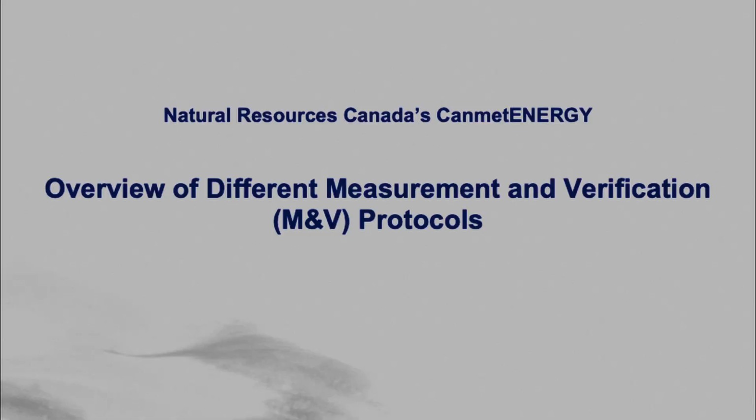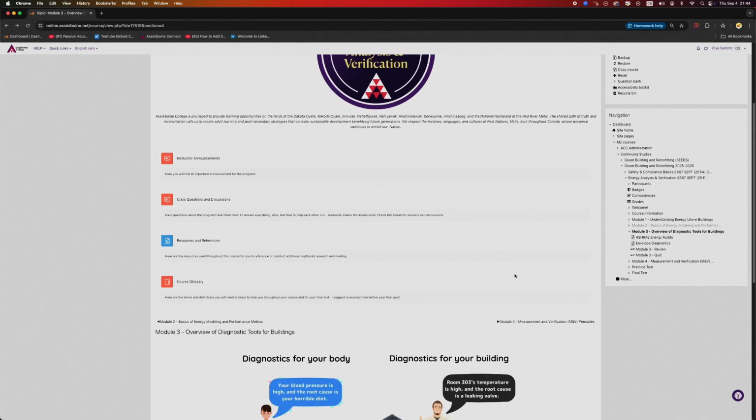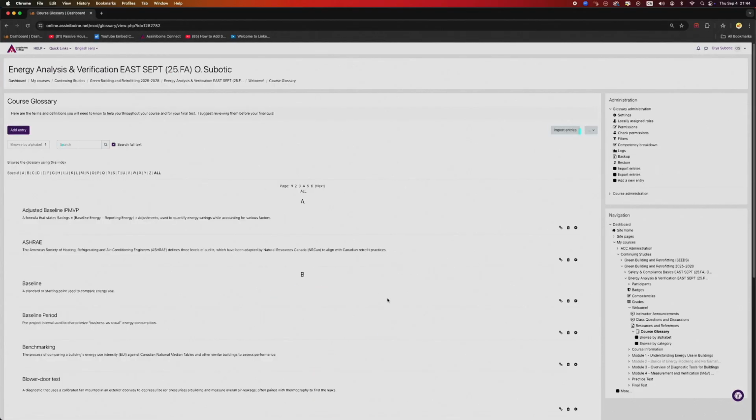Then we went through measurement and verification principles to make sure we meet energy and cost savings by having tools to audit and implement measurement and verification principles. That's a lot of new terminology, but you can always go back to the glossary when you forget something.